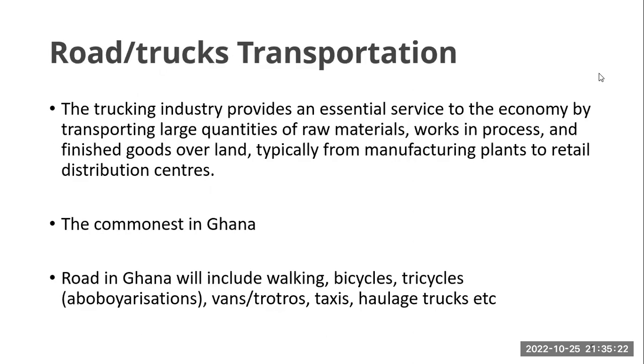Let's look at road transport. First, we're using the trucks, and it's the commonest in Ghana, of course. Road transport in Ghana also includes walking, bicycles, tricycles, and what I call aboboyarizations. The aboboyas that we are using here, Omahama, Kambu, those kind of small, tiny trucks, as we call them. And we have the vans or the trotro, taxis, haulage trucks. All these are examples that you can find in Ghana.